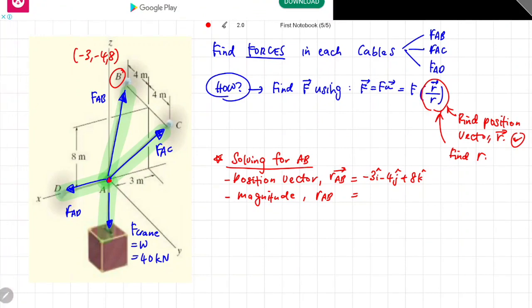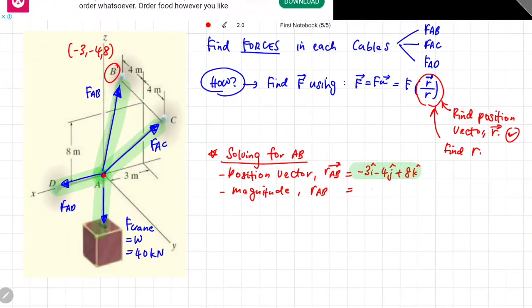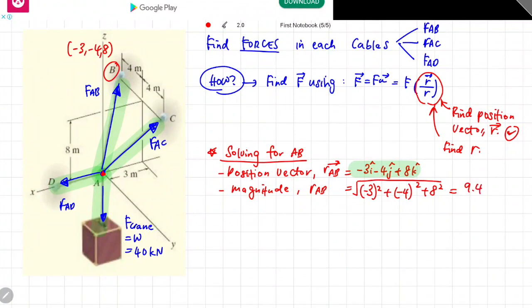Next step, kita boleh kira the magnitude of the position vector, whereby the magnitude is equivalent to component along the x-axis, which is -3 squared, plus with the component along the y-axis, which is -4 squared, plus component along the z-axis, which is 8 squared, and then you square root all the summation. Simply use your calculator and you will get the magnitude of position vector AB to be 9.4340 meter.